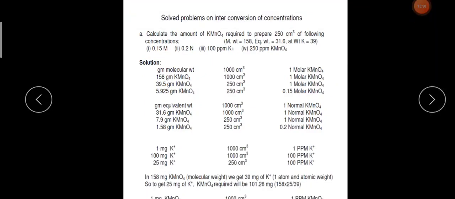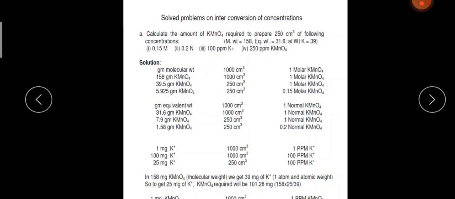Then gram equivalent: 31.6 gram KMnO4 you have to take and dissolve into 1000 cm3, then you will get 1 normal KMnO4. Now we want 250 cm3, that's why divide by 4, 7.9 gram. And now you want the 0.2 normal solution, so you have to multiply 7.9 by 0.2. Then you will get 1.58 gram.